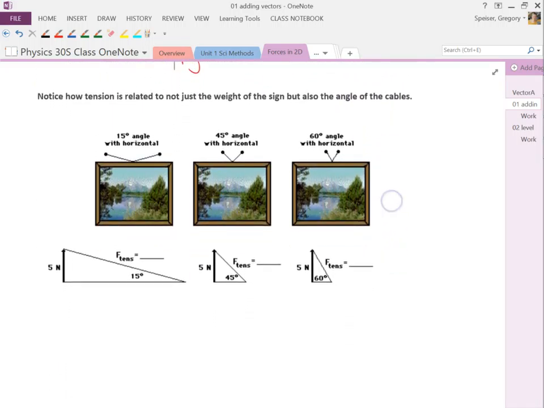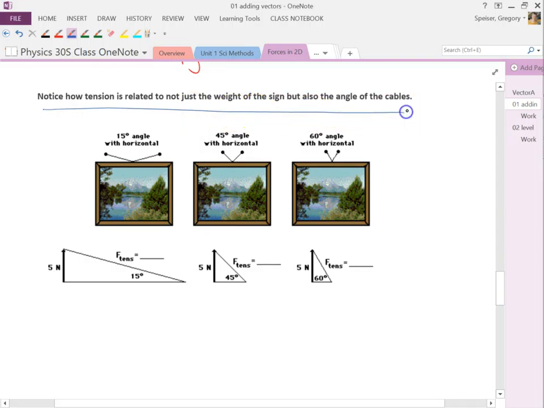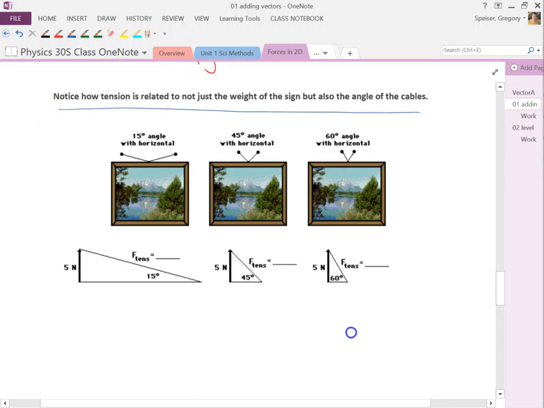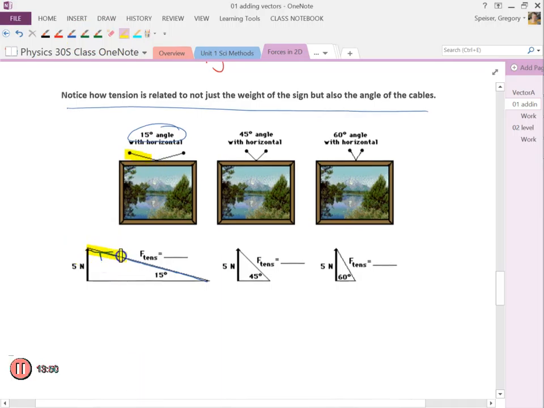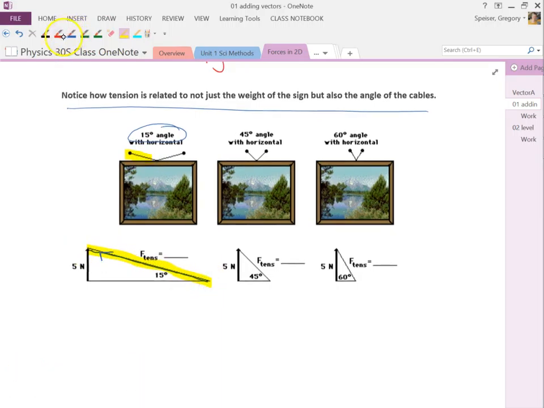So let's go to the next question and say, notice how the tension is related not just to the weight of the sign, but also to the angles. Alright, so now we have 3 different signs with 3 different angles. Let's look at the 15-degree angle. And I think this tension force is supposed to be this vector here. So how I could highlight it here. This is this tension force here. So that's where the 15 degrees comes from.